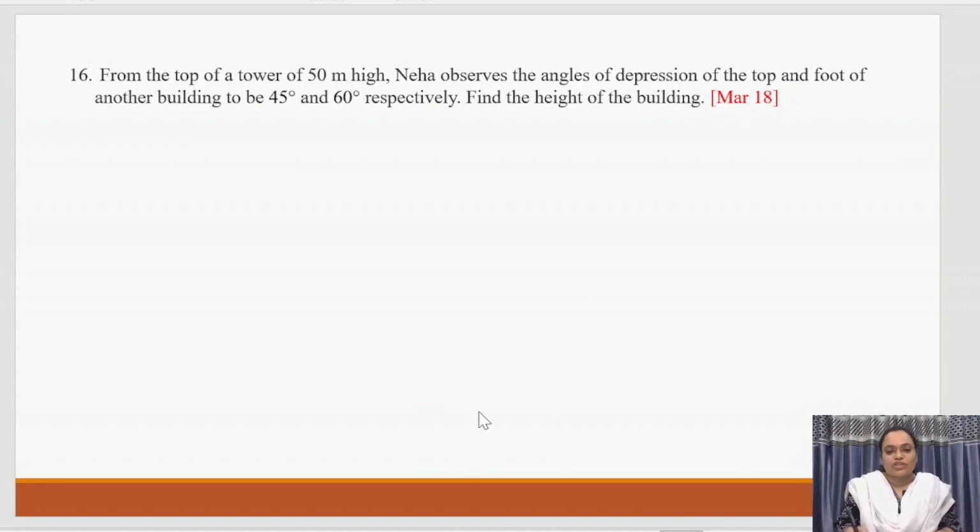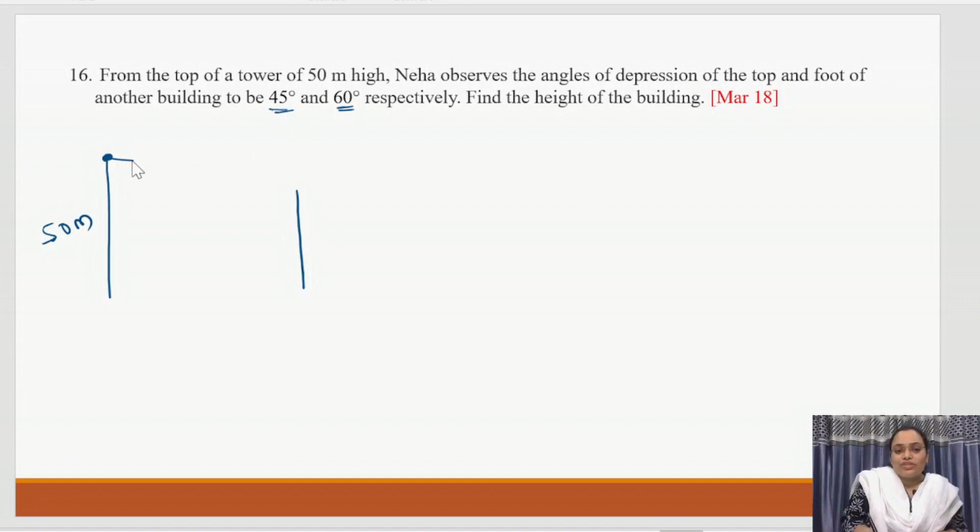So let us solve the next question. From the top of the tower of 50 meters height, this is the tower which is 50 meters height. If you take this as the other building. The first angle of depression is, Neha observes the angle of depression of the top of the other tower at an angle of 45 degrees. This is the angle of depression. If this is 45 degrees, this will be 45 degrees.